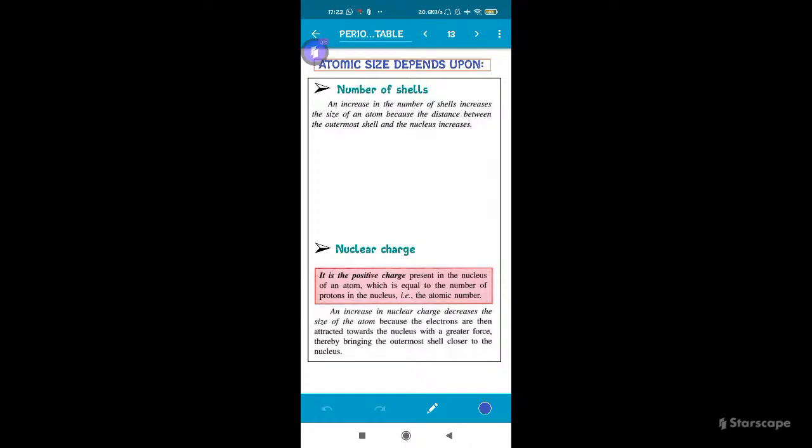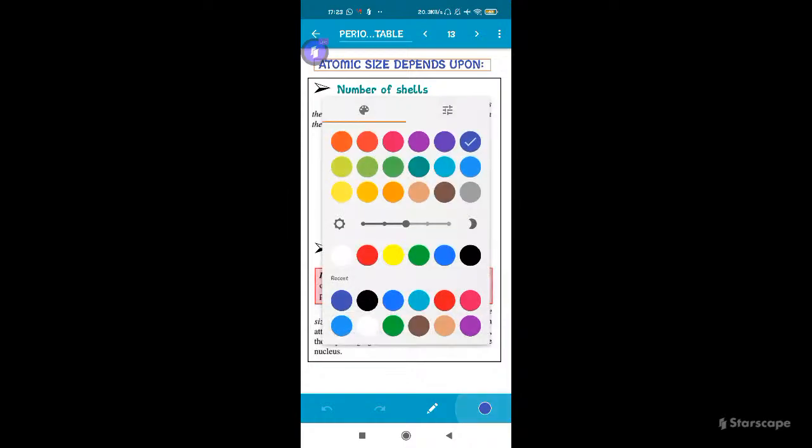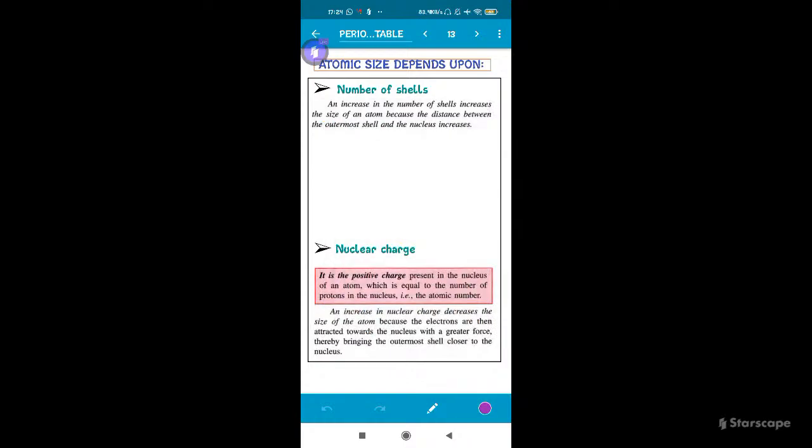Number of shells. An increase in the number of shells increases the size of an atom because the distance between the outermost shell and the nucleus increases. Let me explain this using a very simple example. Let us consider three elements: lithium, sodium, and potassium. Let us quickly write the electronic configurations. For lithium, it will be 2, 1. For sodium, it will be 2, 8, 1. And for potassium, it will be 2, 8, 8, 1. So let us make the orbital structures. I am not making the electrons because it is not essential. I am just making the number of shells.